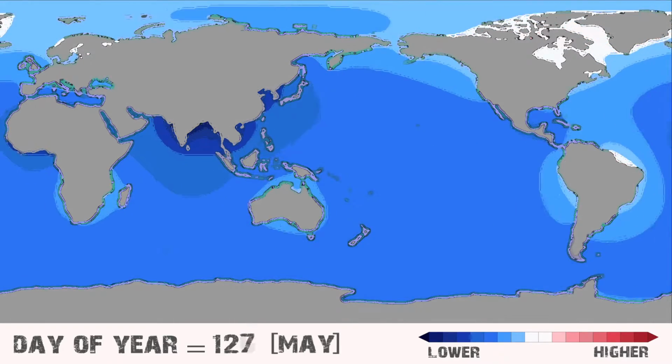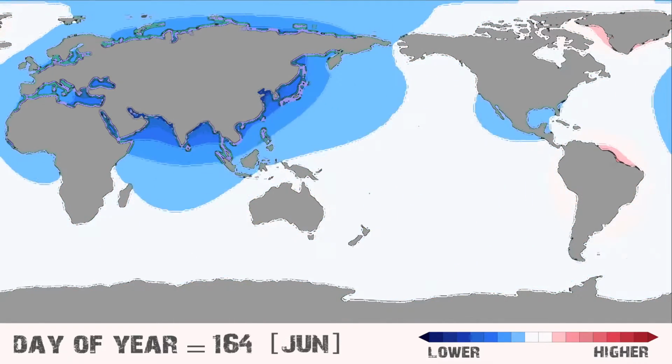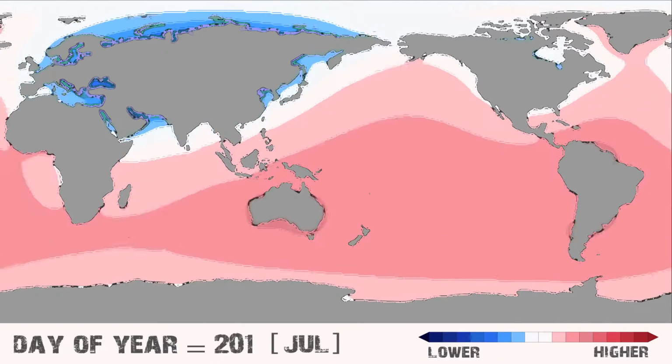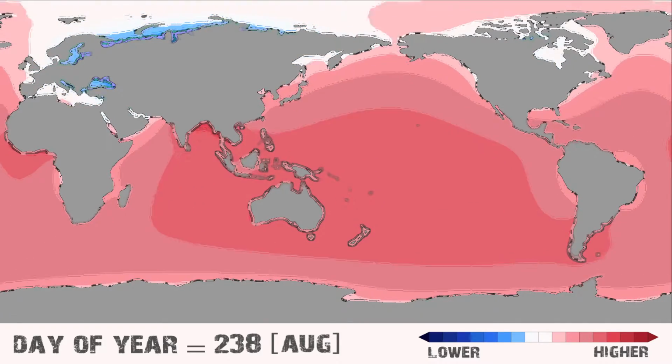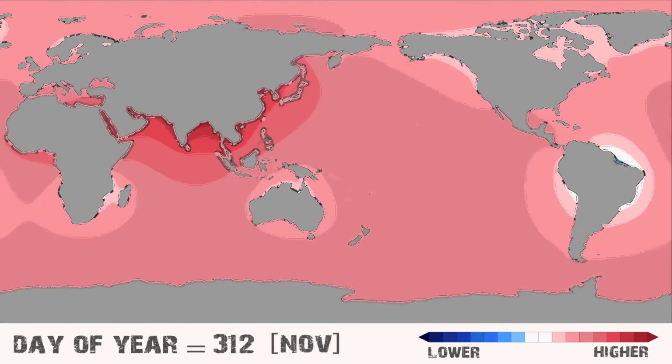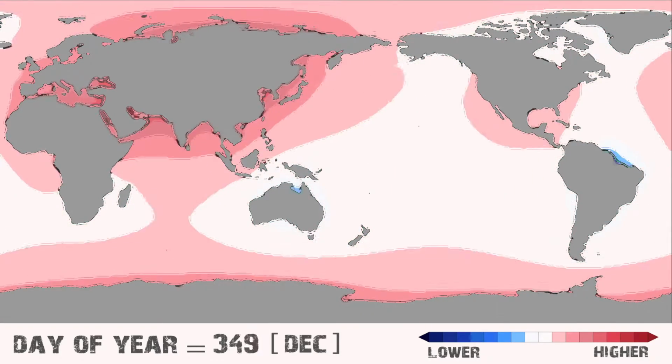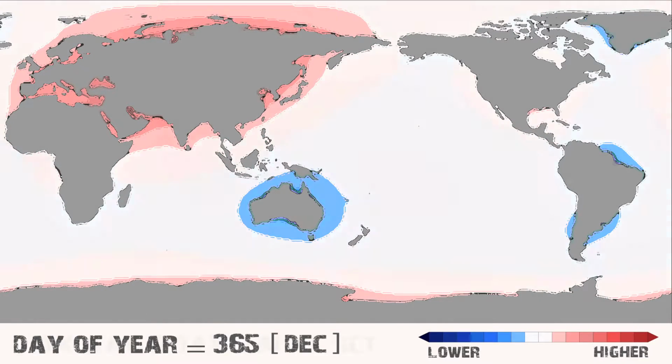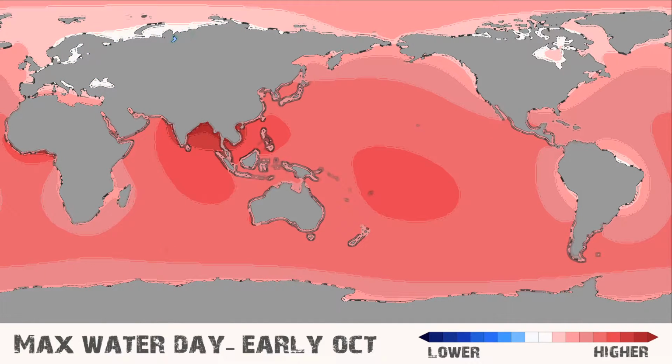The ocean levels are dropping, becoming more blue, as more and more water is stored on land. Minimum sea level occurs around the start of April, and then it begins to rise again, reaching the maximum around the start of October. But there are large regional differences. The most water is in the ocean around the start of October.